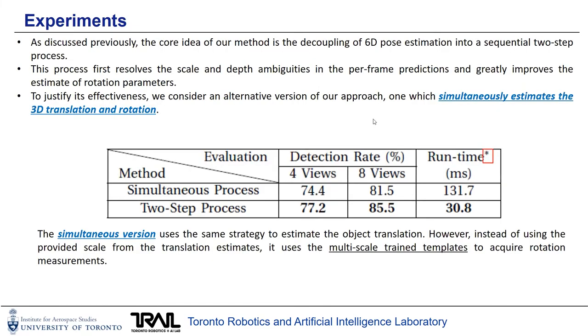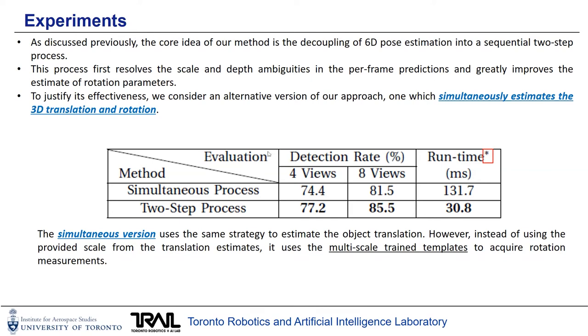Another thing I want to show here is that, as we discussed before, the core idea of our approach is to explicitly decouple the object pose into translation and rotation, and do this as a two-step sequential process. In the first stage, we estimate the object translation, which provides scale and depth for our rotational part, and the rotation estimation can be greatly simplified by it. To demonstrate this effectiveness, we implemented another version of our approach, a simultaneous process, which does not rely on this two-step process.